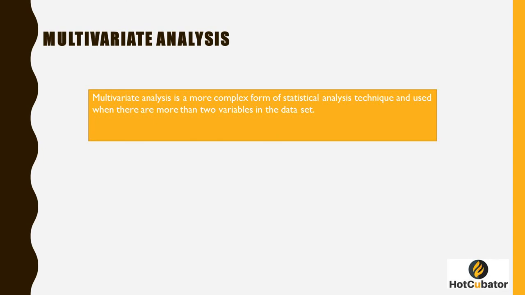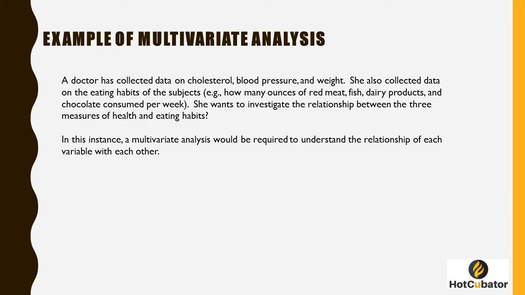And lastly, multivariate analysis, which is the most complex form of statistical analysis and is used only when there are more than two variables in the dataset. Here's an example. A doctor has collected data on cholesterol, blood pressure, and weight. She also collected data on the eating habits of the subjects, for example, how many ounces of red meat, fish, dairy products, and chocolates consumed per week. Now, she wants to investigate the relationship between the three measures of health and eating habits. In this instance, a multivariate analysis would be required to understand the relationship of each variable with each other.